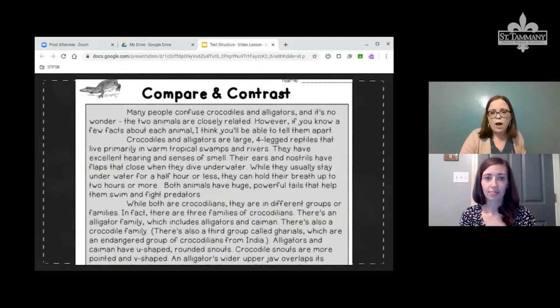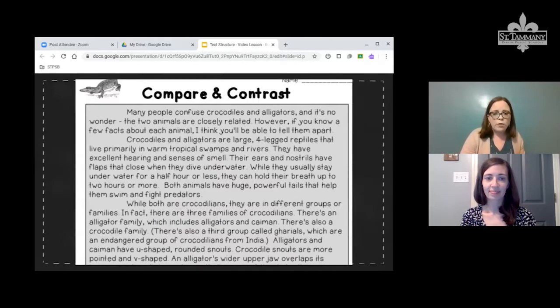So as you can see, the author is already showing you that this passage is going to compare and contrast the two. So he goes on to say, crocodiles and alligators are large, four-legged reptiles that live primarily in warm tropical swamps and rivers. They have excellent hearing and senses of smell. Their ears and nostrils have flaps that close when they dive underwater. While they usually stay underwater for half hour or less, they can hold their breath up to 2 hours or more. Both animals have huge, powerful tails that help them swim and fight predators.